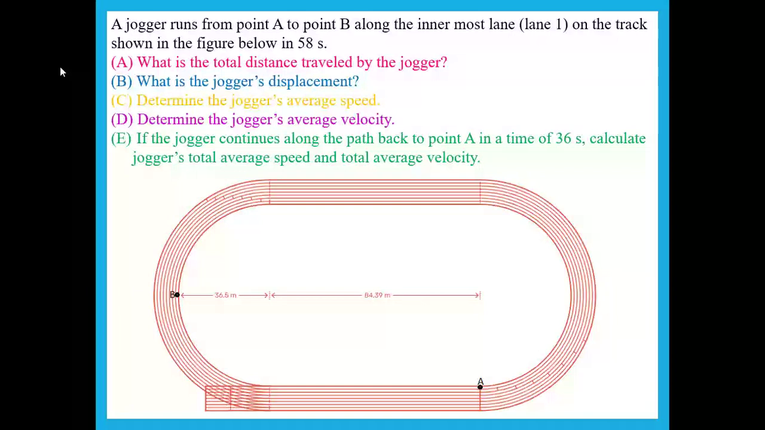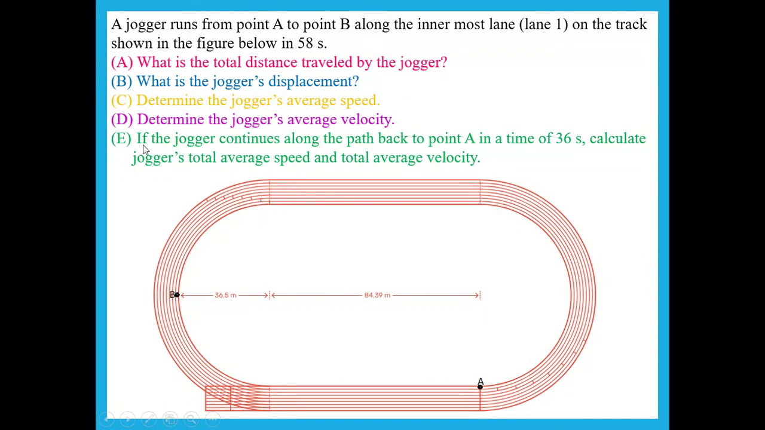All right, so here is another example problem to hopefully help you differentiate between average speed and average velocity. It says there's a jogger that's going to go from point A to point B in the innermost lane, that's lane 1, along a standard track in 58 seconds. And it wants us to find A, B, C, and D.